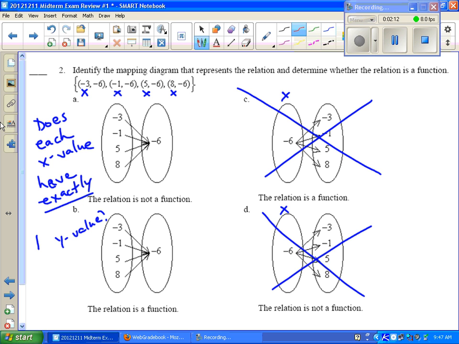As you look at 3, it has exactly one y value. It goes to negative 6. Negative 1 has exactly one, going to negative 6. 5 goes to negative 6. 8 goes to negative 6. Each of them has exactly one y value. The fact that they're all the same y value is irrelevant. That means that it is a function. The fact that this one says it's not is incorrect. The correct answer for number 2 is B, as in big boy.